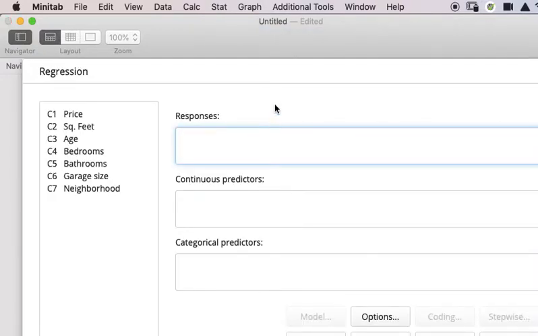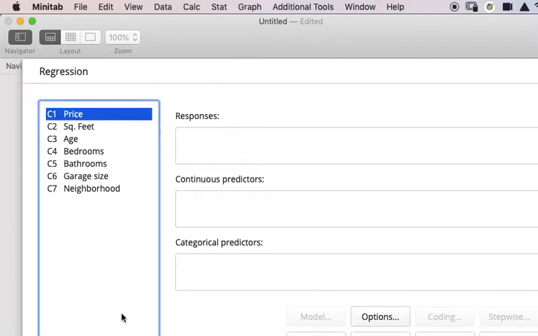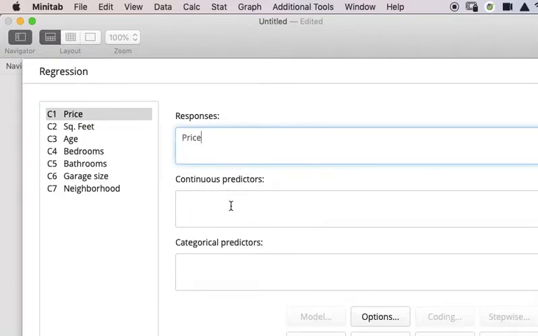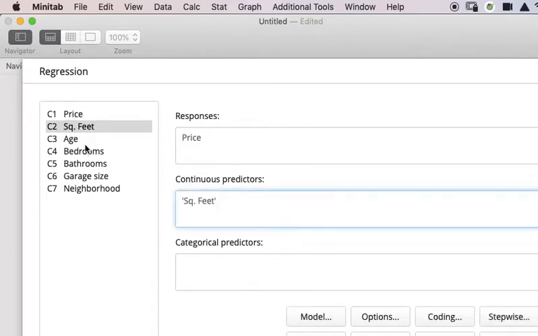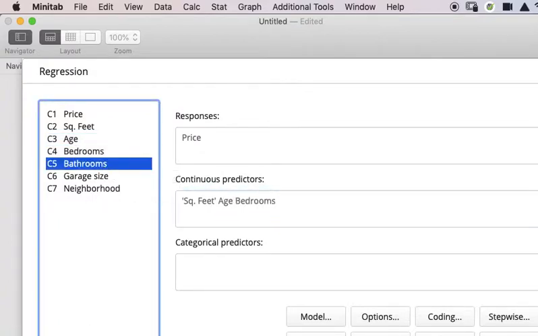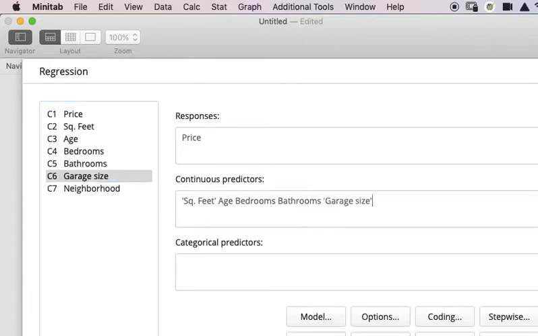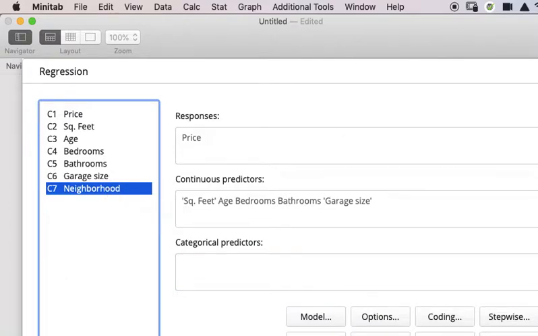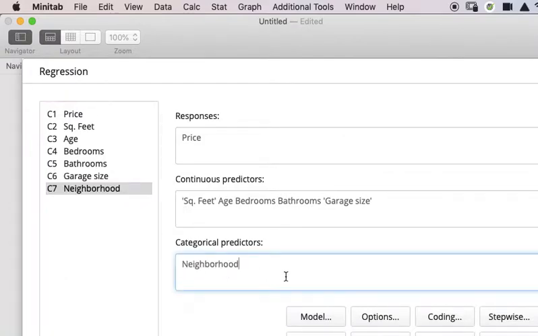This is the same window that we used in the last section. Our response variable is still going to be price because that's what we want to be able to predict. And our continuous predictors, we're going to put all the quantitative variables. So these are the same ones that we had before. Again, I'm going to put them in order here. And in the categorical predictors box, that's where I put the variable that I have categorized with the 0s and 1s, or the dummy variable.